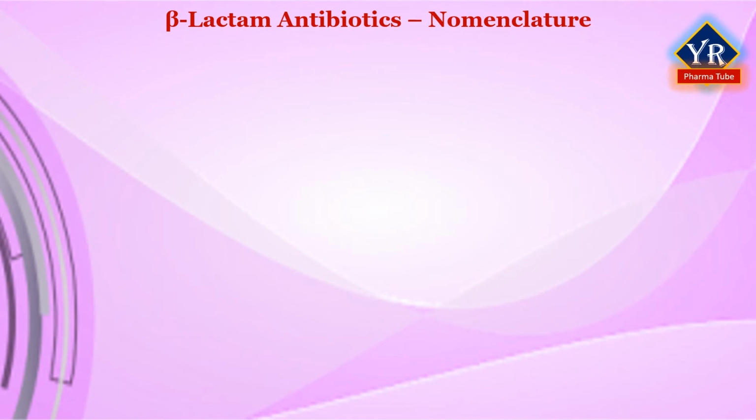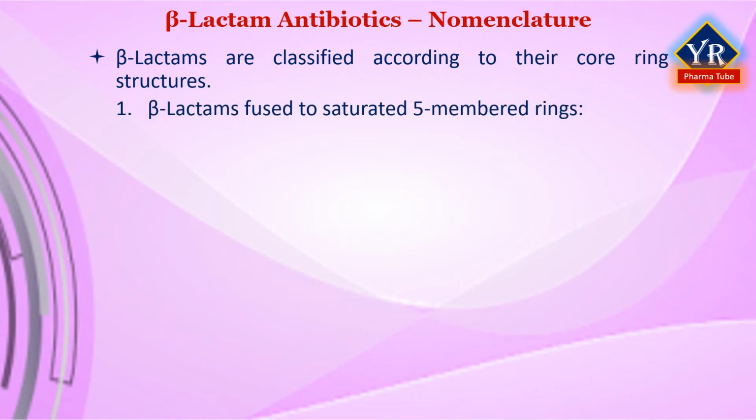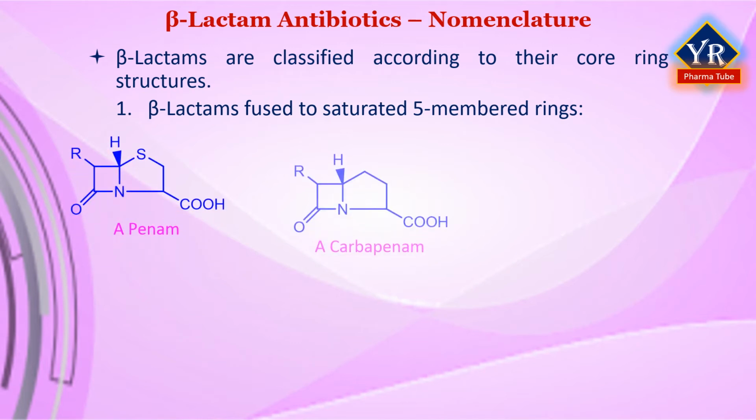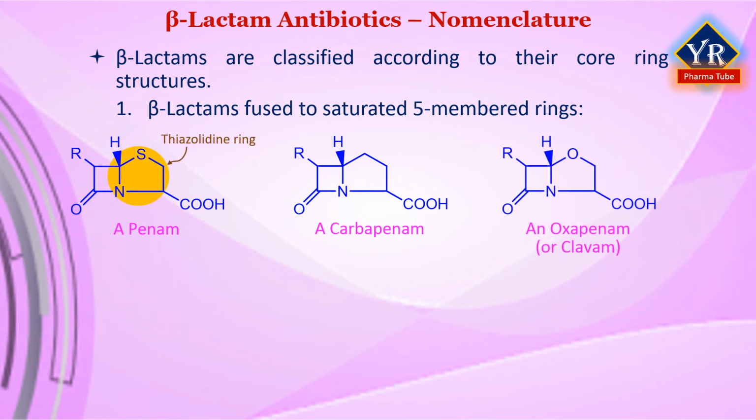Nomenclature of beta-lactam antibiotics. Beta-lactams are classified according to their core ring structures. Number 1. Beta-lactams fused to saturated 5-membered rings. These compounds are penams, carbapenams, and oxapenams. In penam, the beta-lactam ring is fused to a thiazolidine ring. In carbapenam, the beta-lactam ring is fused to a pyrrolidine ring. And in oxapenam or clavam, the beta-lactam ring is fused to an oxazolidine ring.